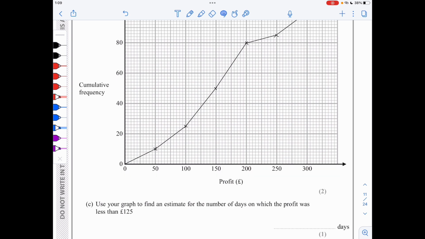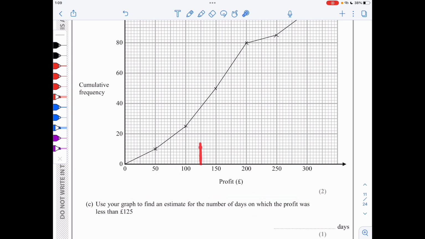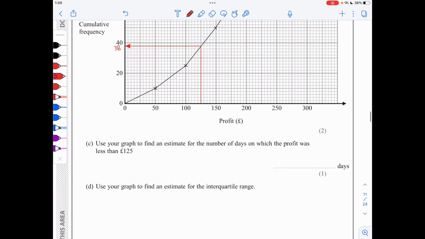And then in part C, we need to use the graph to find an estimate for the number of days on which the profit was less than £125. Well, £125 is here. So if we go up and to the left, we can read off the value of 38 here. So 38 days is the number of days for which the profit was less than £125. The examiner here is accepting anything between 35 to 39.